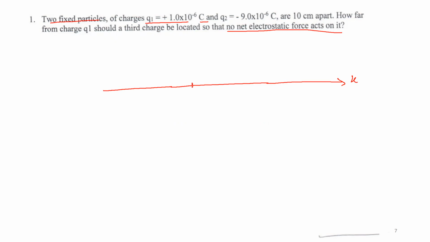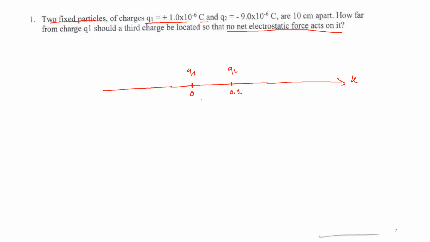So let me choose, for instance, charge Q1 to be at my 0. So Q1 is here, and I know the charge Q1 is 1 microcoulomb. And Q2, let's say that Q2 is here, minus 9 microcoulomb, and it's at 10 centimeters, so 0.1 meter away from Q1.